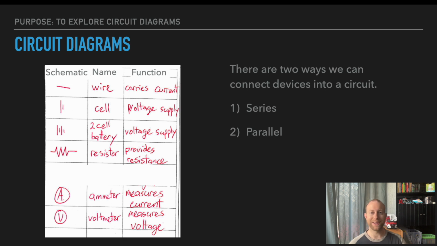There are two ways we can connect devices into a circuit. Usually we're going to deal with resistors. Don't think there's many light bulbs, mostly resistors. So we can either connect them in series or parallel. Those are our two options.